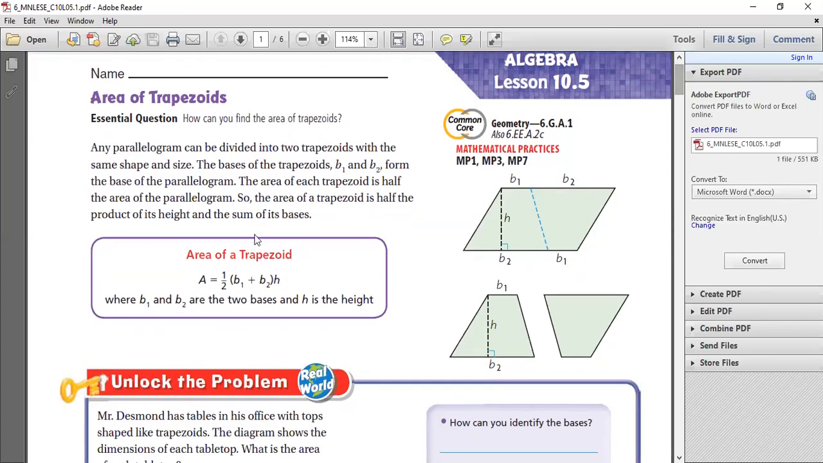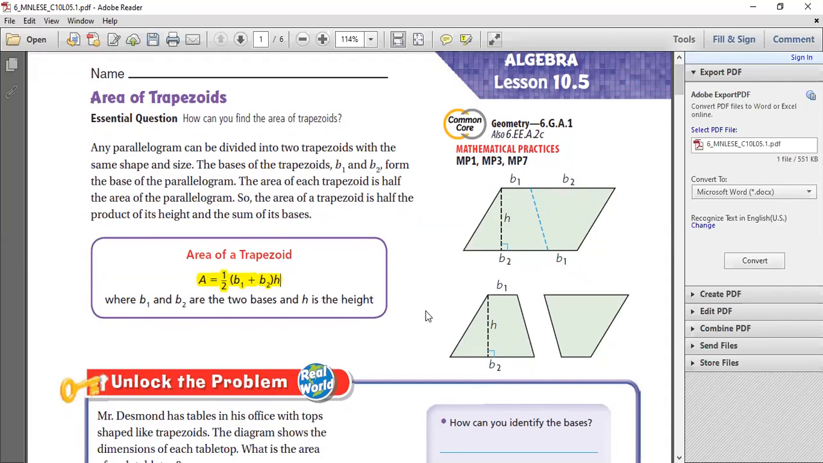As usual, again, it has a formula too. Now this is the formula which is very important and you have to remember. Area is equal to half, in parenthesis base 1, this is B1 meaning base 1, plus B2 which is base 2, multiplied by the height.